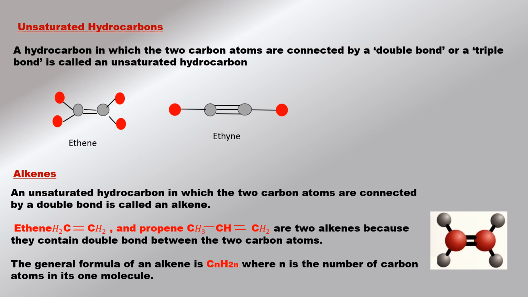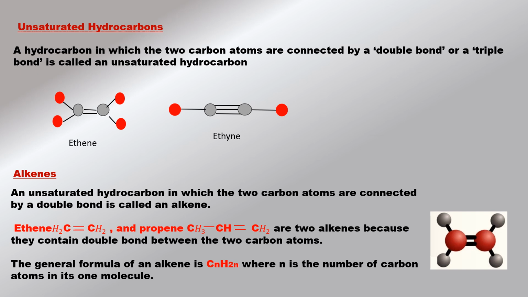Unsaturated hydrocarbons. A hydrocarbon in which the two carbon atoms are connected by a double bond or a triple bond is called an unsaturated hydrocarbon. Ethene and ethyne are two important unsaturated hydrocarbons because ethene contains a double bond and ethyne contains a triple bond between two carbon atoms. A double bond is formed by the sharing of two pairs of electrons between the two carbon atoms, whereas a triple bond is formed by the sharing of 3 electron pairs between two carbon atoms.